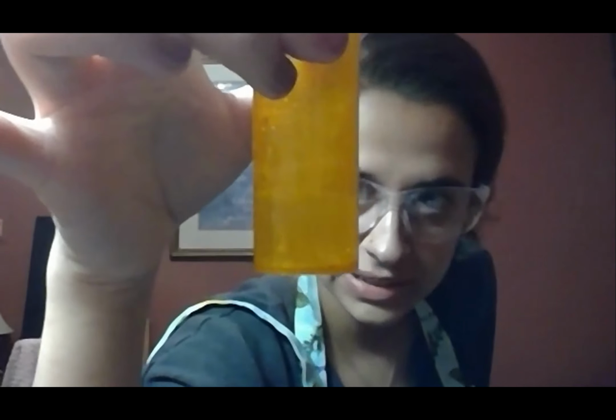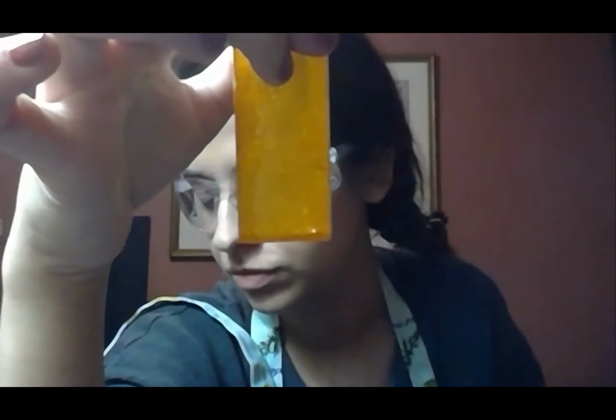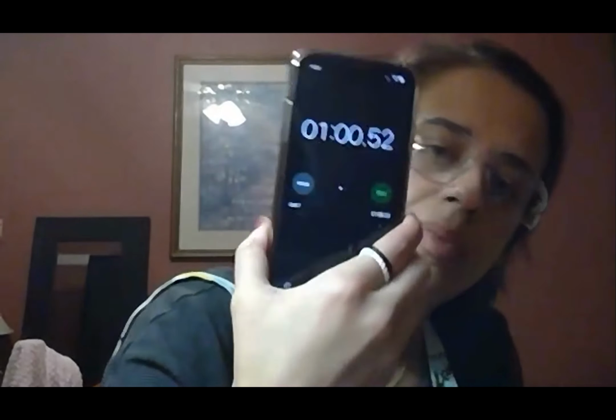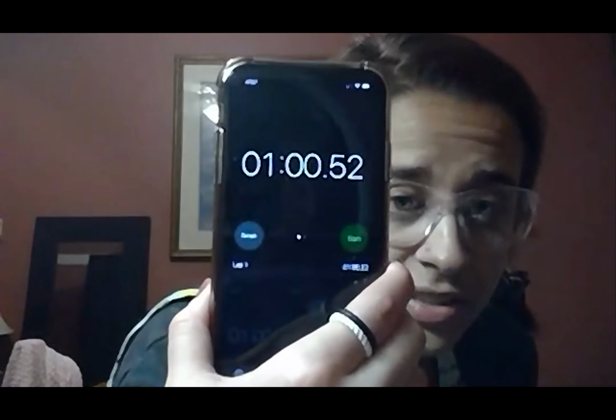It's still bubbling. And it's coming to an end. So I would say that our clock was at about 1 minute, so 60 seconds.